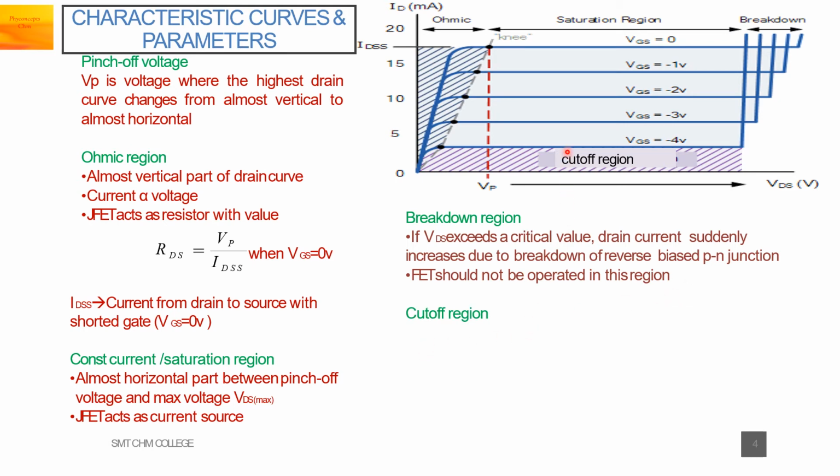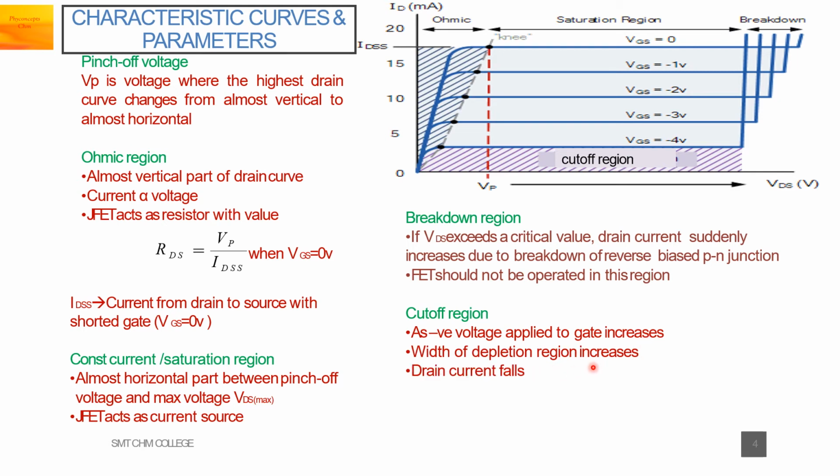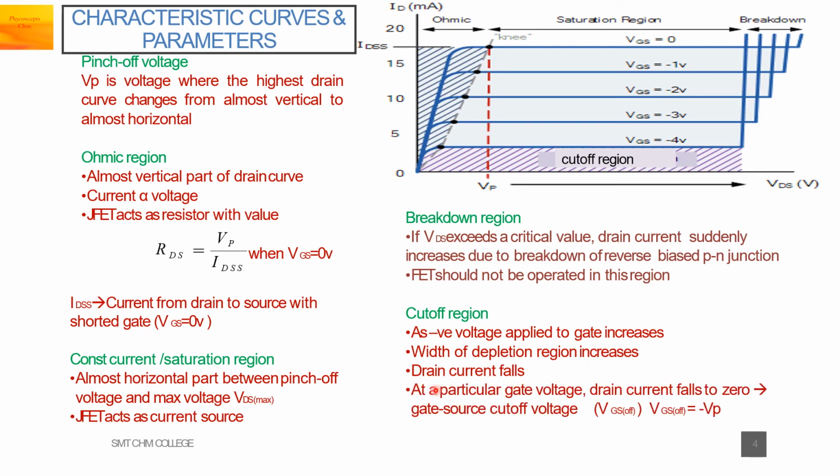Cutoff region. So this part, this is the cutoff region. As the negative voltage applied to the gate increases, the width of the depletion region increases. The drain current will fall, it will decrease, and at a particular gate voltage, the drain current falls to 0. That particular gate voltage is called the gate source cutoff voltage. We denote it as VGS off, and it is found that VGS off is equal to minus VP.